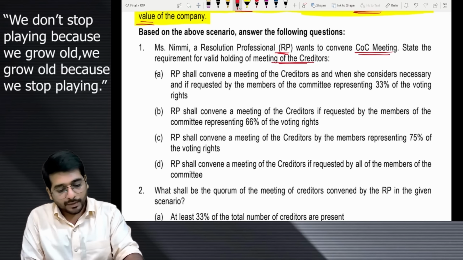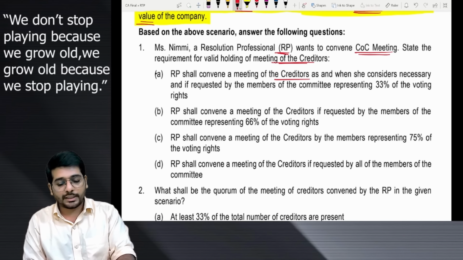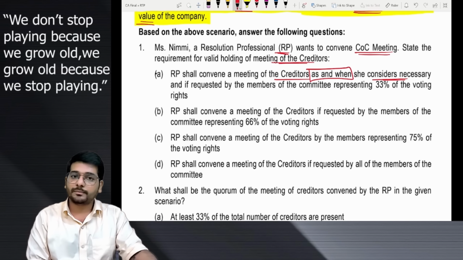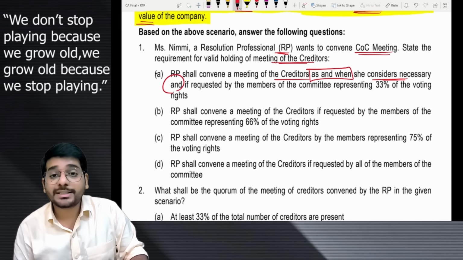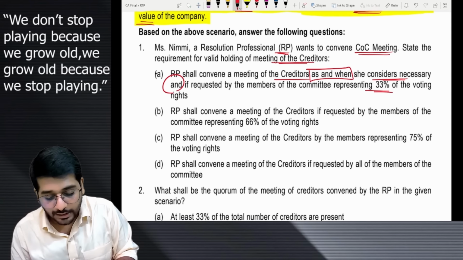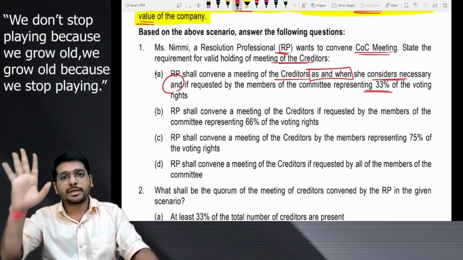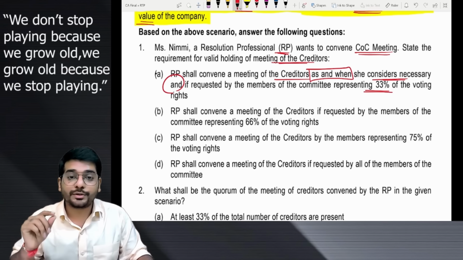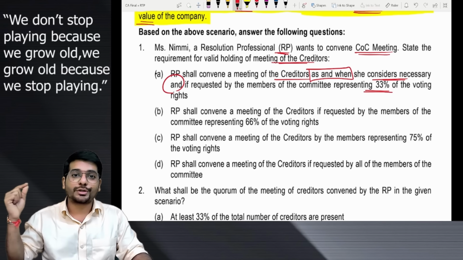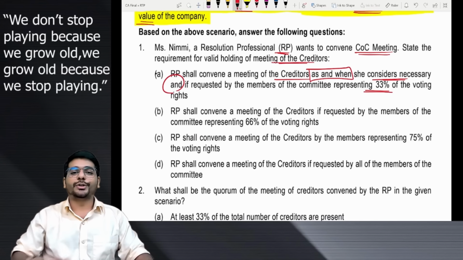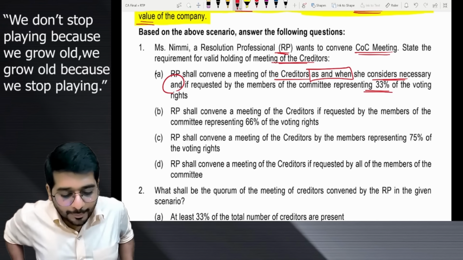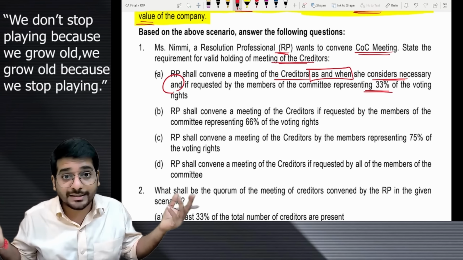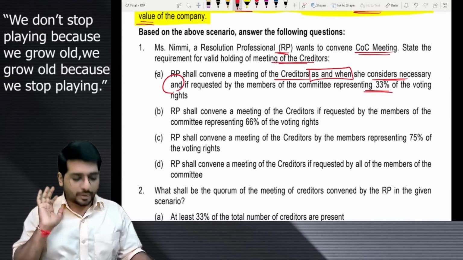First one: RP shall convene the meeting of the creditors as and when she considers it necessary, and if requested by the members of the COC, how many? 33% voting rights. 33% voting rights if you are holding. Remember, 33% does not mean 1/3. 1/3 is 33.3333333 and so on. Here they are talking about 33%. If 33% of the creditors are saying we want to hold a COC meeting, can she hold it at that time or as and when she wants? Okay, that is one option.